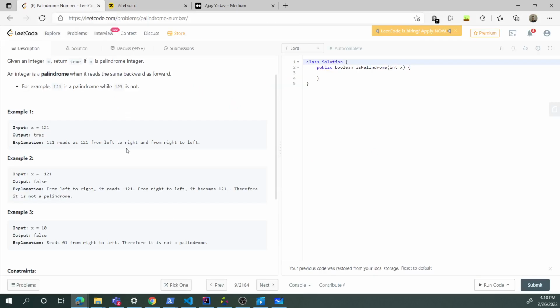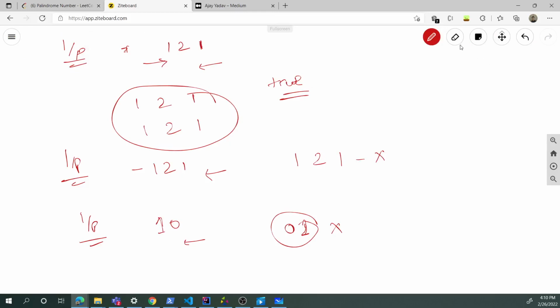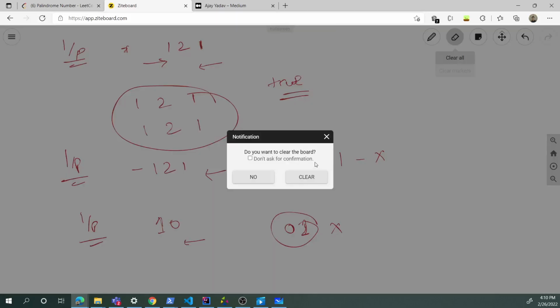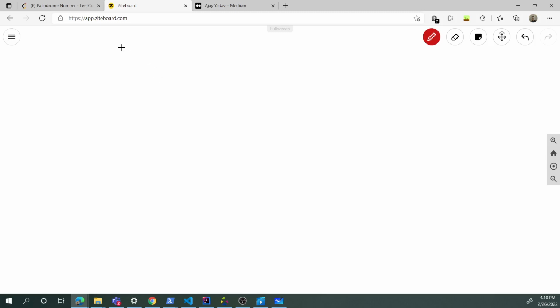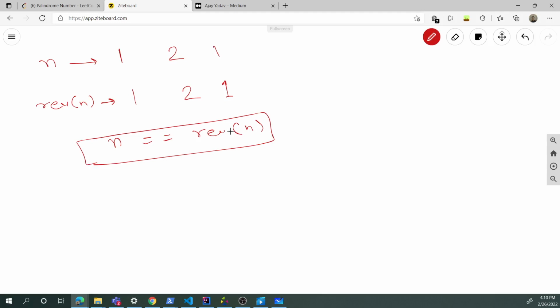Now we will try to identify how we are going to solve this particular problem. Take an example again, 121. If I reverse that number, 121 is the reverse. So this is the original number n, and this is the reverse of that number. We check whether the reverse of the number and n are equal. If n equals the reverse of the number, in that case the number is a palindrome. Now our problem becomes how we do the reverse of a particular number.